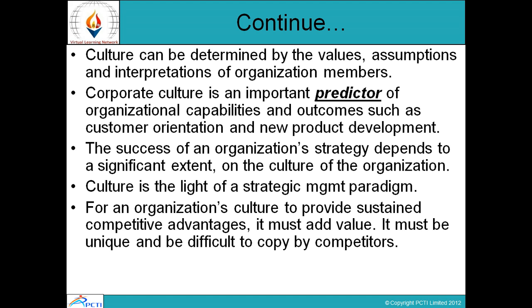Yes, it is true. Corporate culture acts as a predictor of an organization's capabilities and outcomes such as customer orientation and new product development. So the success of an organization's strategy depends to a significant extent on the culture of the organization. Culture is the light of the strategic management paradigm. For an organization's culture to provide sustained competitive advantage, it must add value, it must be unique, and be difficult to copy by the competitors.